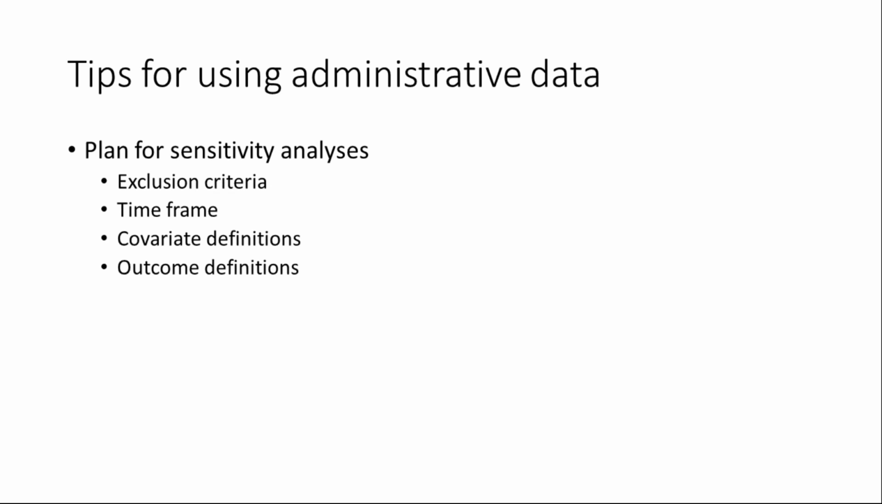Plan for a lot of sensitivity analyses. That is probably my biggest realization. Based on your exclusion criteria, if you're kicking people out for a certain reason, what if you put them back in? What does their population look like? You at least have to describe them. The time frame: if you are looking at a 10-year period, what if you only looked at 5 years? What does it look like at 5 years?